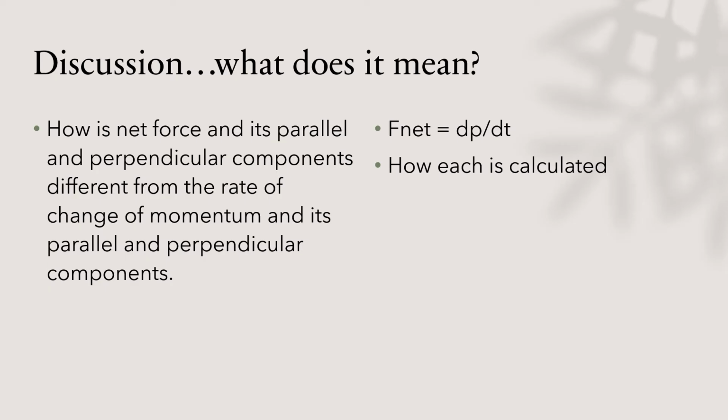How is net force and its parallel and perpendicular components different from the rate of change of momentum and its parallel and perpendicular components? Well, mathematically, according to Newton's laws of physics, there is no difference in value between the two. However, in terms of what we can observe in this lab, to calculate F-net, we had to know the mass of the black hole, and to calculate the rate of change of momentum, we can use the observations of the position and the velocity of the system.